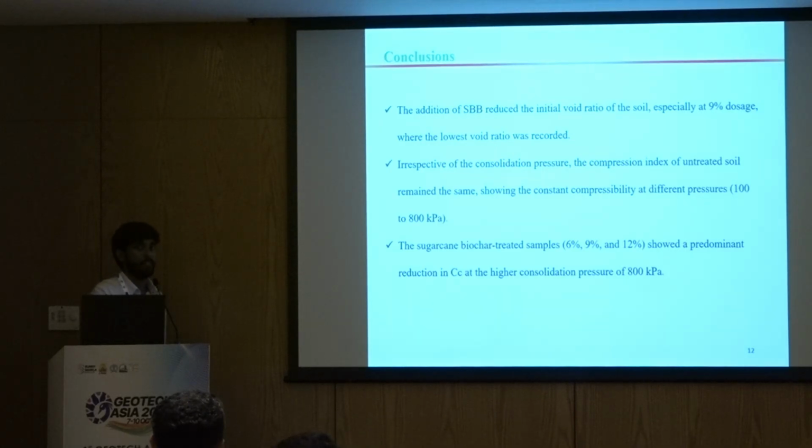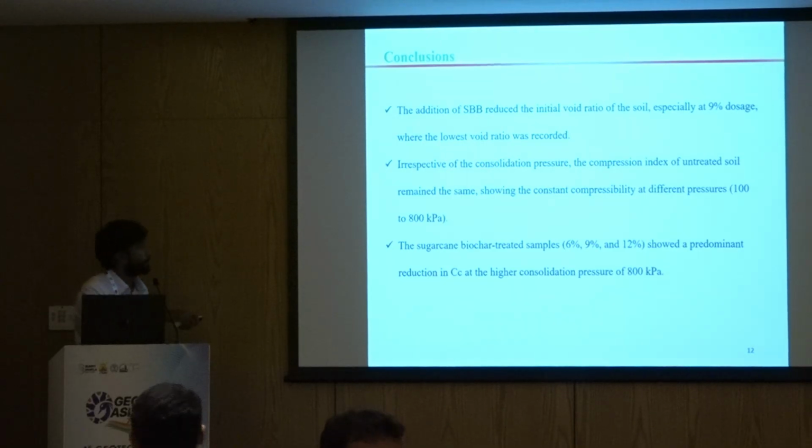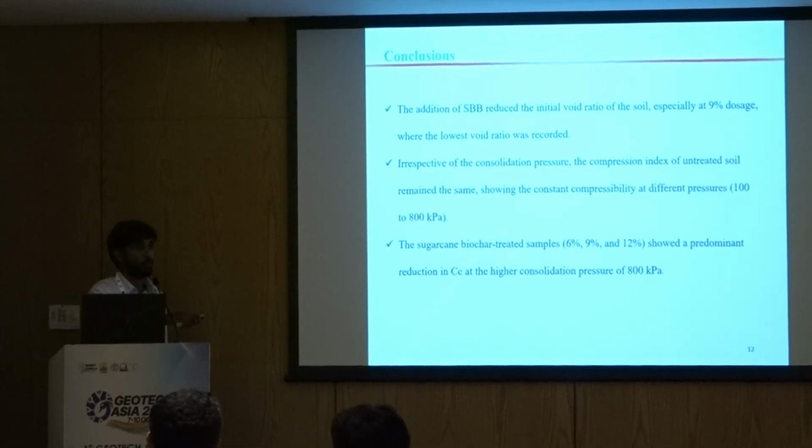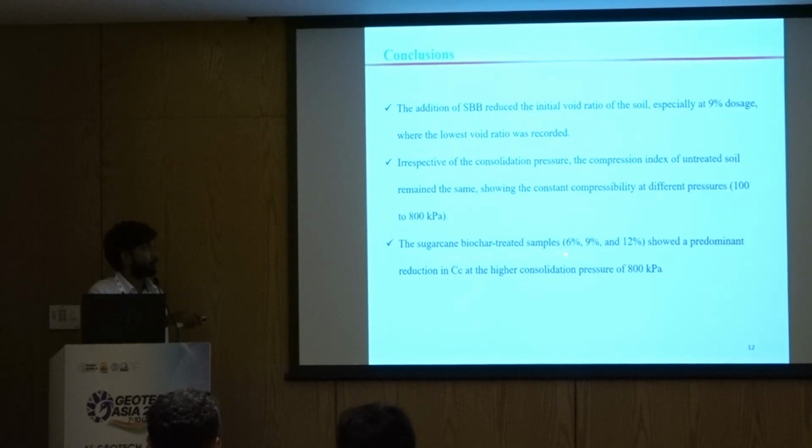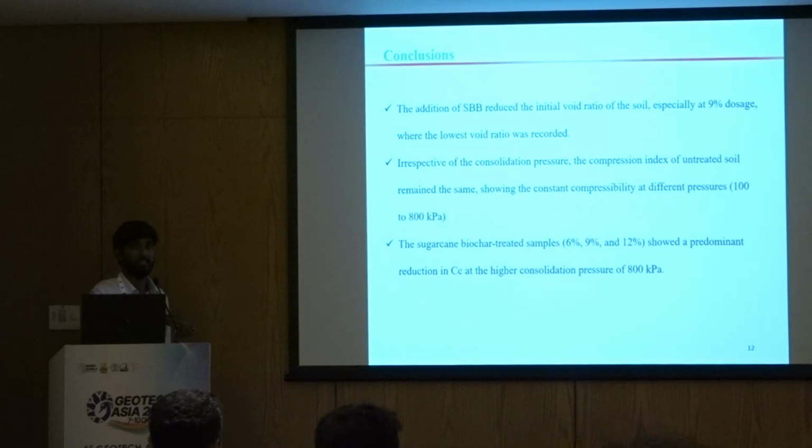But in the compression index, many variations were observed with varying consolidation pressures. Only 3% biochar treated samples have shown an increased compression index at higher dosages. But at 6, 9 and 12% dosages, reduced compression was observed even at higher consolidation pressures.